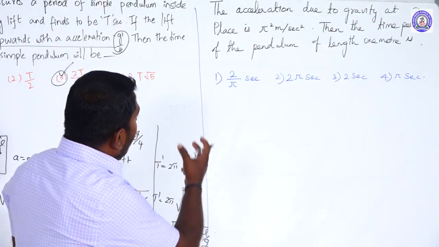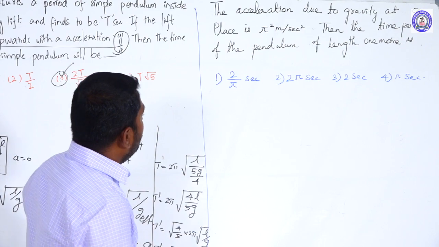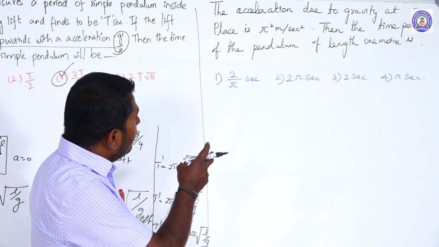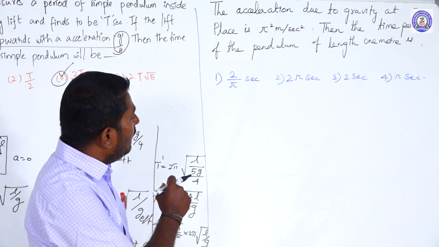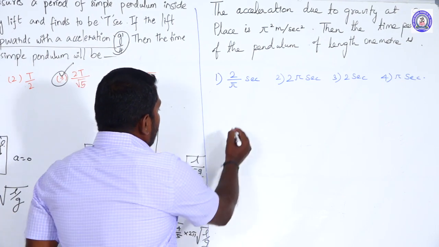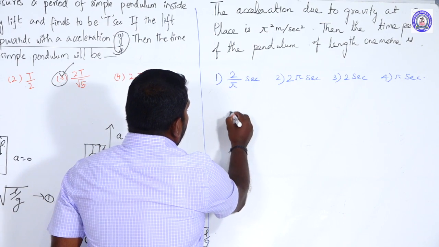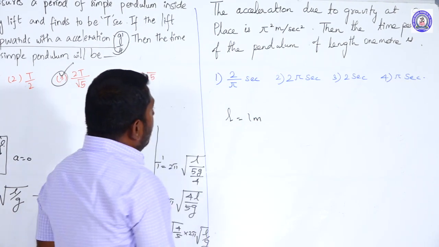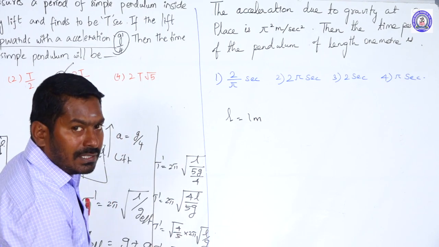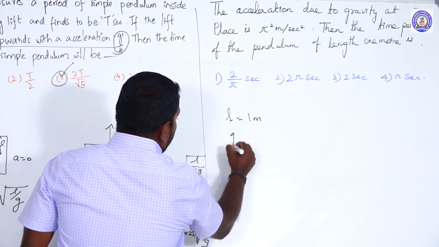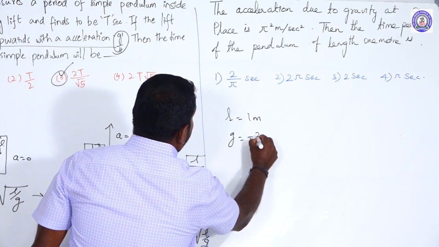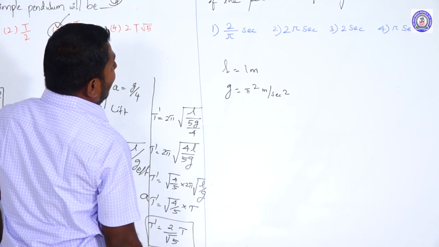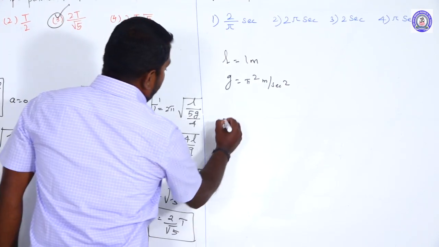Next question: acceleration due to gravity at a given place is pi square meter per second square. Then the time period of a pendulum of length 1 meter. So here the length of the simple pendulum is 1 meter. At a given place, acceleration due to gravity g is equal to pi square meter per second square. So what is the time period of oscillation of a simple pendulum?